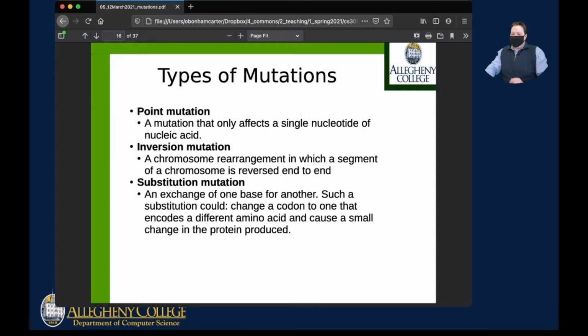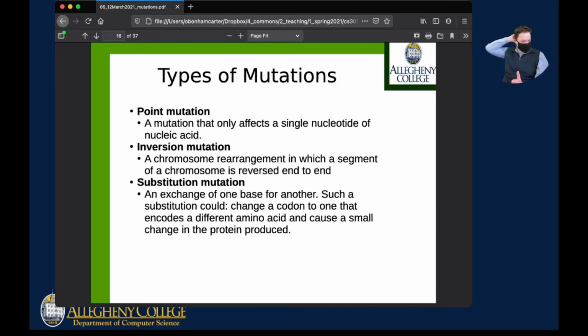Then we have a substitution mutation here. It's like when one base is substituted for another. It's like a substitute teacher, where the teacher can't come into class, so she has somebody coming in to take her place just for the day. But in this case, the base will come in and be replaced, and it will not ever be unfixed.